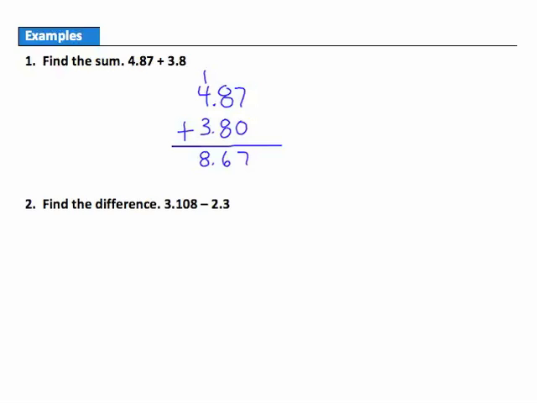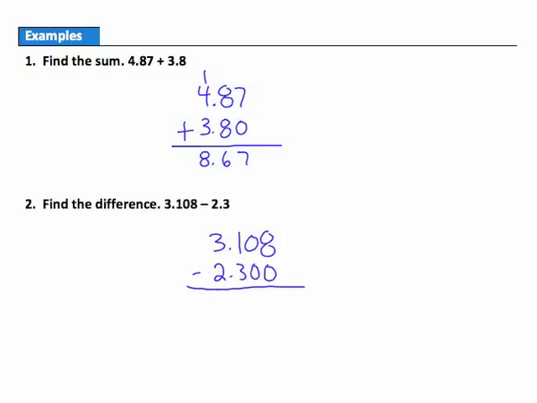Example 2. I'm asked to find the difference between these two decimal numbers. Again, I'm going to start by lining up the place values, by lining up the decimals. So 3.108, and down below I'm going to write 2.3, set up my subtraction, and you can see that I need to add 2 zeros here to make sure that these decimals are written to the same place value. And now I'm ready to subtract.